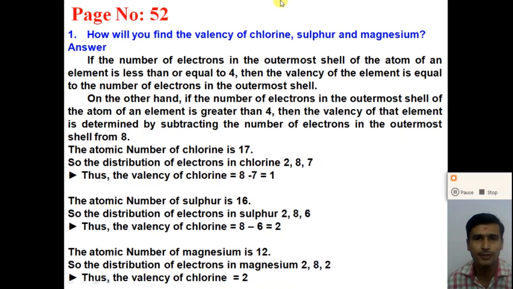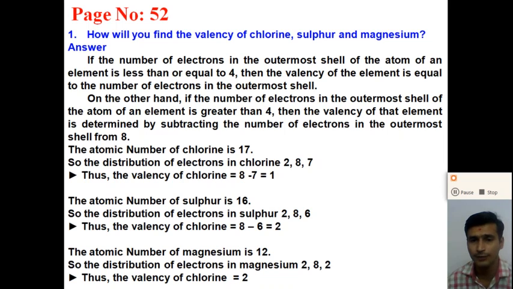For example, if we find the valency of chlorine, right? So first we need to find how many electrons are in the outermost orbit, and for that we require the distribution of the electrons in the atom, right? So first we find the valency of chlorine. The atomic number of chlorine is 17, right? So how can we distribute the electrons in the different orbits in a chlorine atom? The distribution of electrons in the chlorine atom: in the first orbit 2 electrons, in the second orbit 8 electrons, and in the third orbit 7 electrons, right?